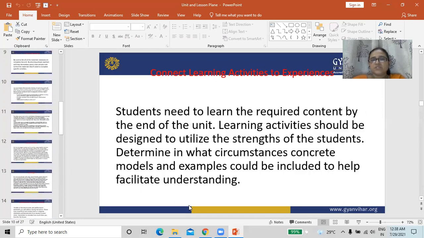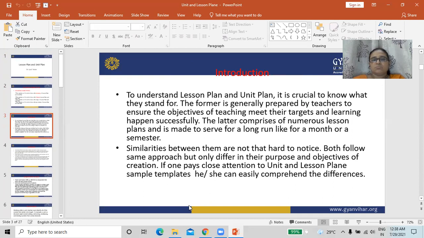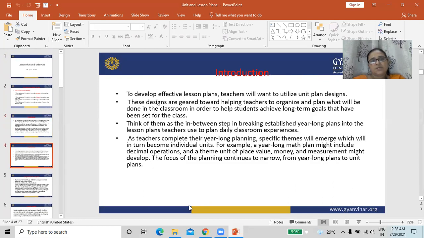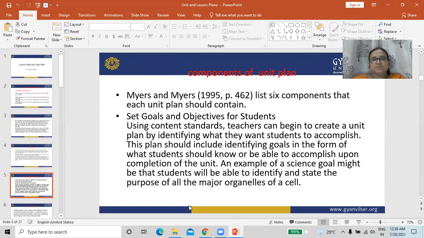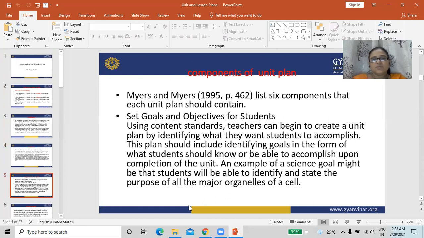Today we will discuss the unit plan and lesson plan. In the unit plan, we discuss Mayer's six components. The first component is to set goals and objectives for the student. This is our first component of the unit plan.